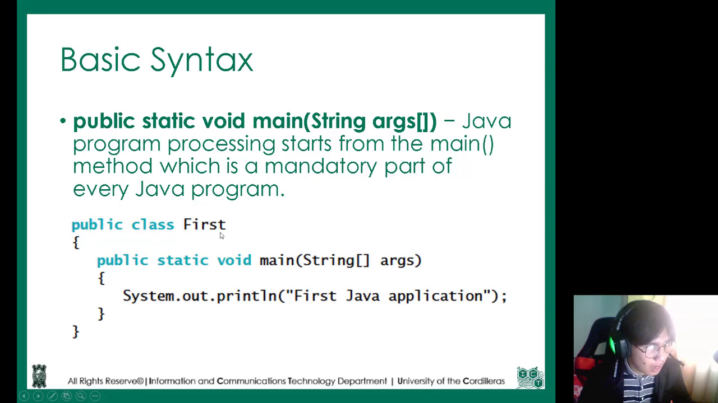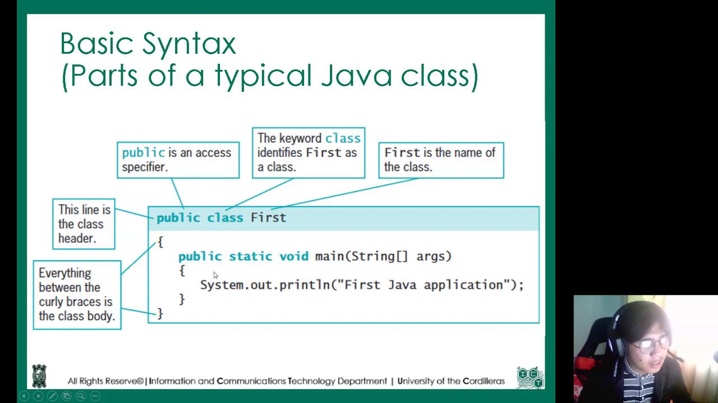So as you can see here, we have the class followed by an open curly brace. We also have what we call the main method, inside of which is our first Java application output. All of your code will be placed inside the main method. Now, here's an example of a basic syntax.